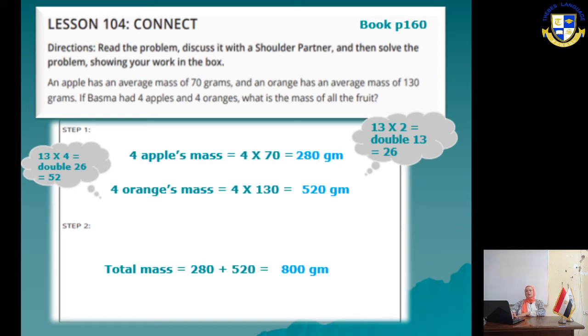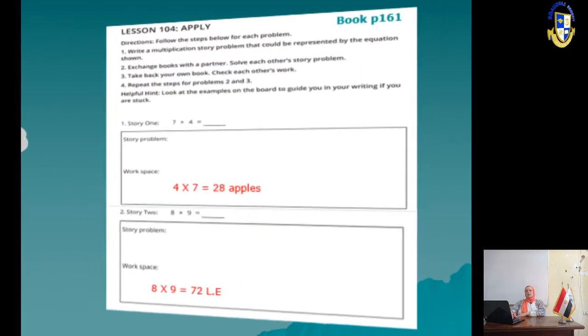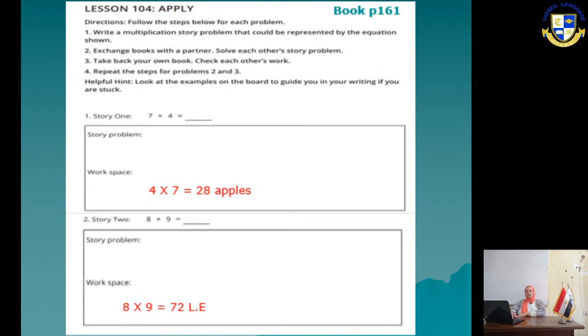Okay, now in the next page, we have some story problems. We have some equations and we are going to write the story problems for these equations. Story number 1, we have 7 times 4. We want to write the equation, so it will be 4 times 7 equals 28.